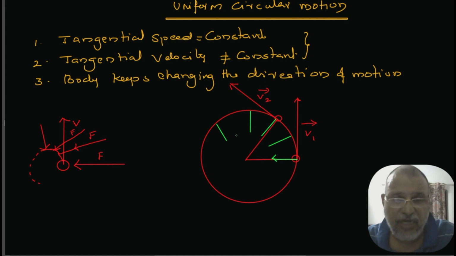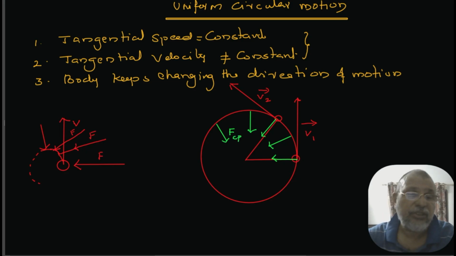So I'll put arrows in here to show the conditions essential to keep the body moving in a circular path. Let's mark it as F so you won't get confused. This force is essential to keep the body moving in a circular path. This is usually called FCP, centripetal force. So the idea is pretty simple. Let's write that idea as point number 4.